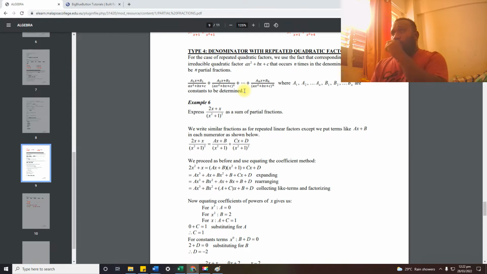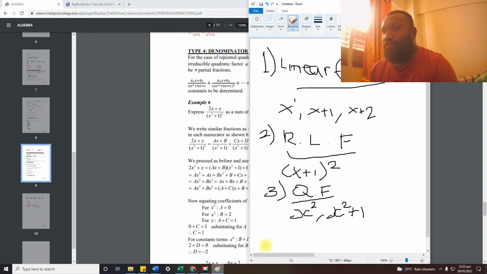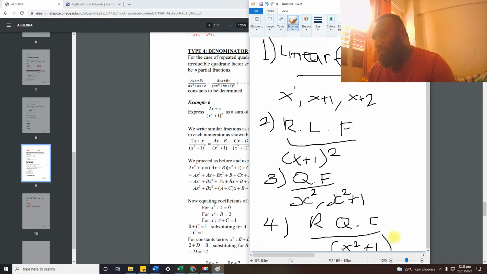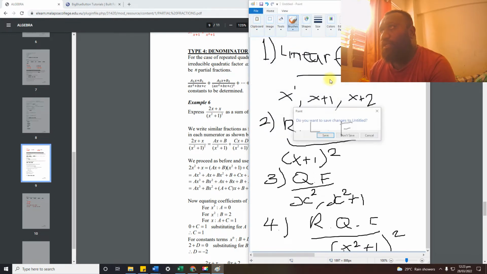Now moving on to type 4. Type 4 is denominator with repeated quadratic factors. For type 3 we say quadratic factors; type 4 is repeated quadratic factors. How is a quadratic factor repeated? It will have the form of a quadratic, but when we say it is repeated, it will be raised to the power of 2, 3, or 4, repeated 2 times, 3 times, and so forth. Okay, good.